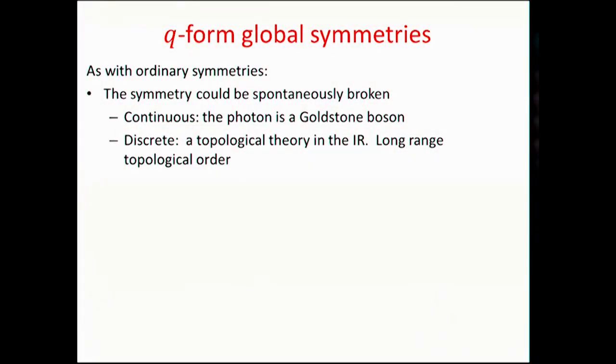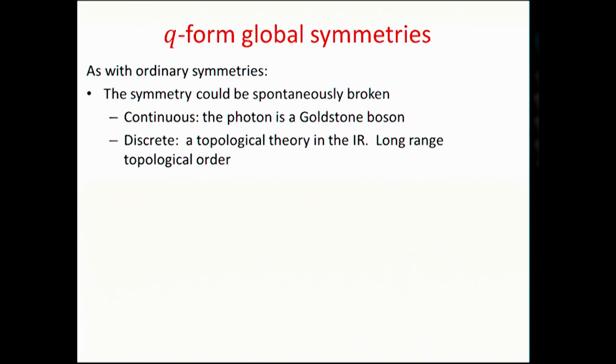As with ordinary symmetries, we can do more things. Such symmetries could be spontaneously broken. It's a global symmetry, it could be spontaneously broken. So I'll just mention some facts here. If we have this generalized symmetry, and it's continuous and spontaneously broken, there must be a Goldstone boson. So this leads to an interpretation of the photon as a Goldstone boson for such a generalized symmetry. The photon is massless because it's the Goldstone boson of a broken continuous symmetry. If the symmetry is discrete and it's spontaneously broken, it leads to a topological field theory at long distance. So this is what our friends, the condensed matter physicists, call long-range topological order.